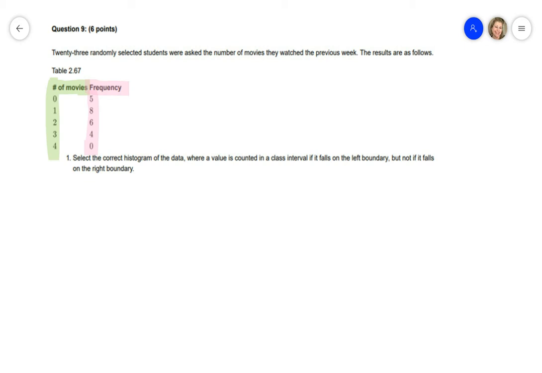So there were 5 people who watched no movies. 8 people only watched 1 movie. 6 people only watched 2. 4 only watched 3. And there were nobody that watched 4. And then it's multiple choice, but I'm going to go ahead and just draw the histogram.